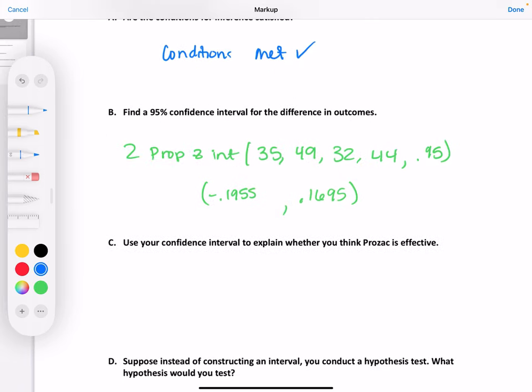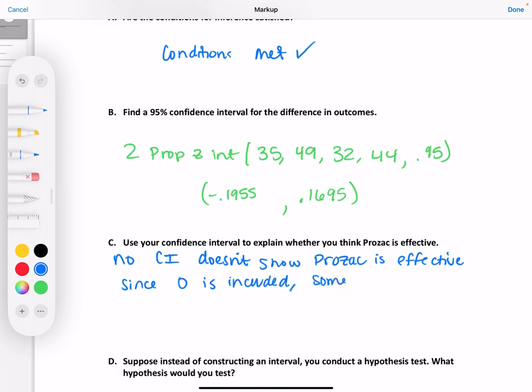So then, use your confidence interval to explain whether you think Prozac is effective. So, for it to be effective, we would want our entire interval to be above 0. But 0 is included in our interval because we have a negative. So 0 is falling somewhere in here. I mean, generally speaking, almost exactly in the middle. So, no, the confidence interval doesn't show Prozac is effective since 0 is included.